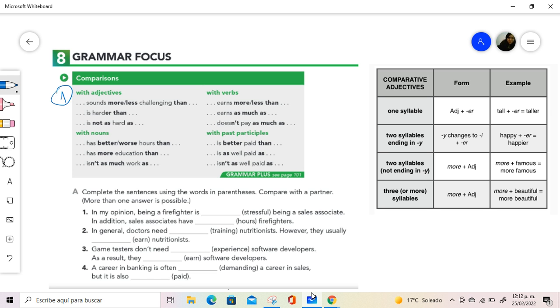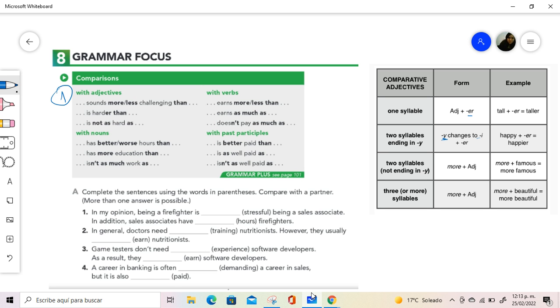Remember that we have one syllable adjectives. In this case, we only add the -er. The example here is taller, to say that something is superior or inferior in a certain aspect. Two syllable adjectives ending in y: remember that we are using these as short adjectives, so we change the y to i plus -er.